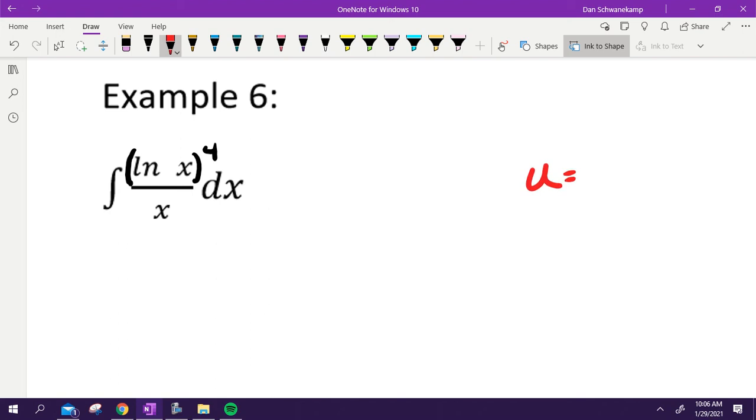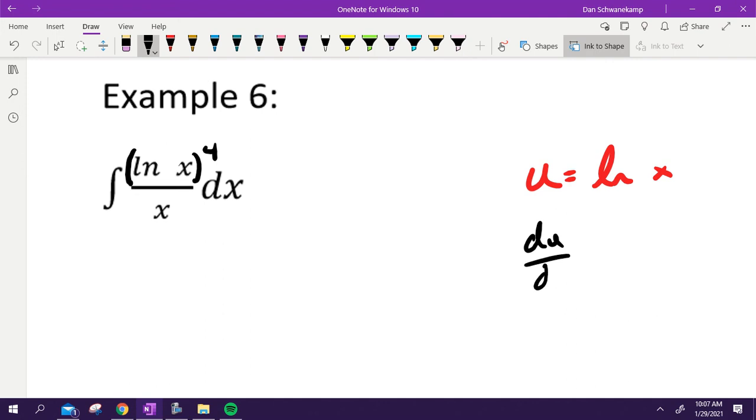what do you think my u is going to be based off of this setup? ln of x. I don't want to include that 4th. If you get over to this part and you start having to do chain rule, you made a mistake. You don't want to have everything with that. It's just the natural log of x, the thing inside the parentheses.